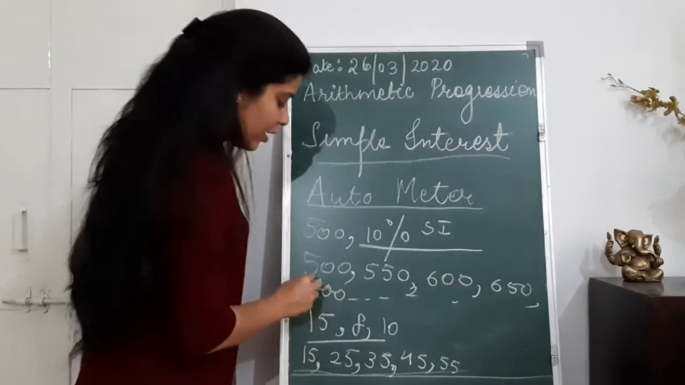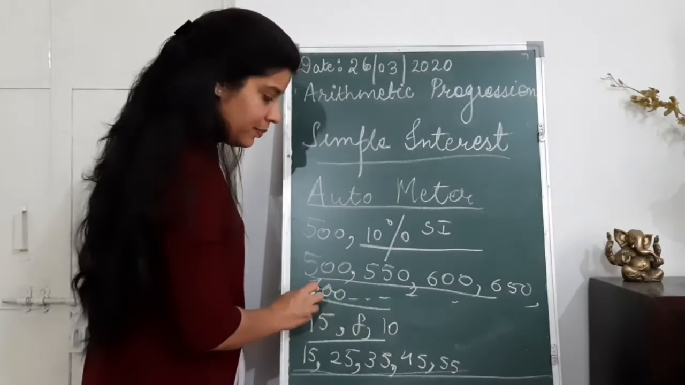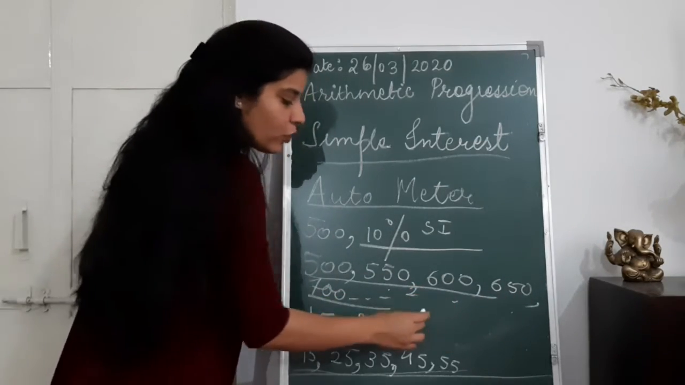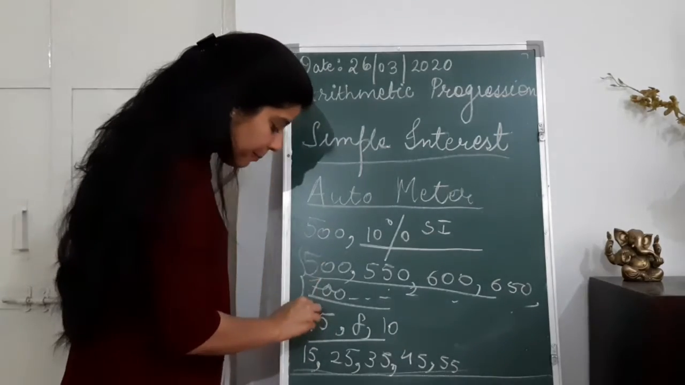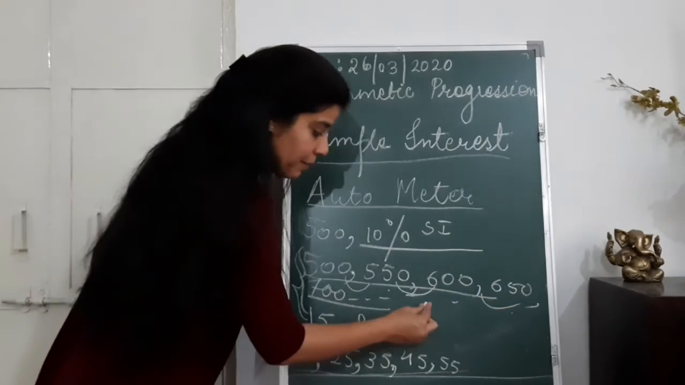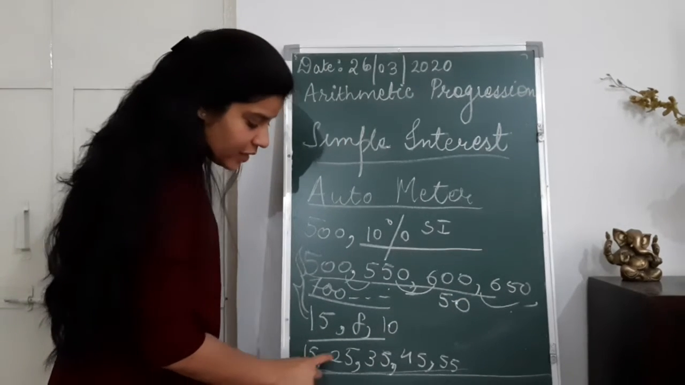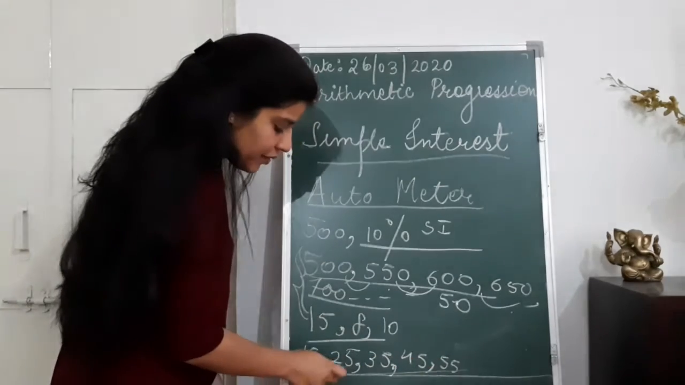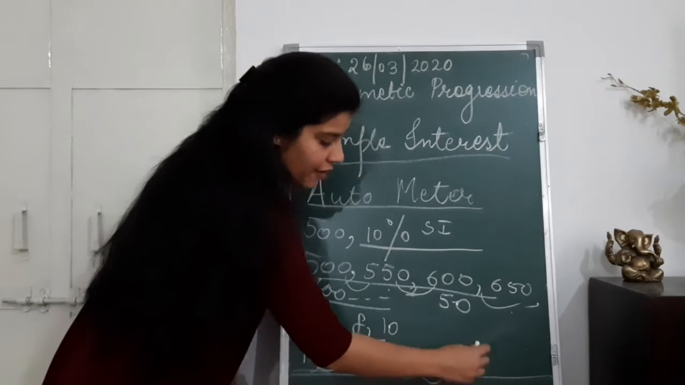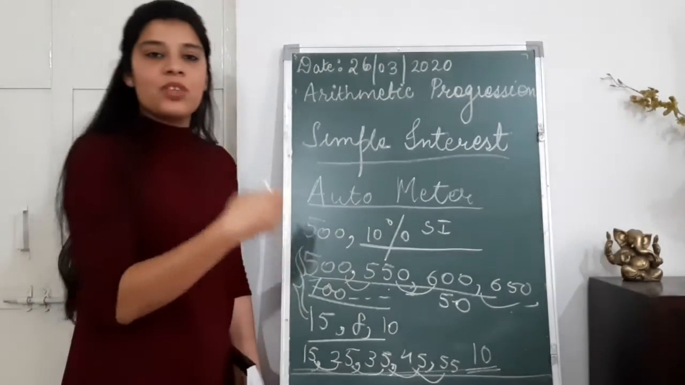Something like this. Now if you see both these series, and if you subtract the first term from the second term, or the second term from the third term, or the third term from the fourth term, you will have a common difference, a common number which is the same for each and every subsequent term. For example, in the first case, it is 50. On the contrary, in the case of 15, 25, 35, 45 and 55, if you start subtracting, you will have a common difference of 10. So, these are some real-time examples of arithmetic progression.